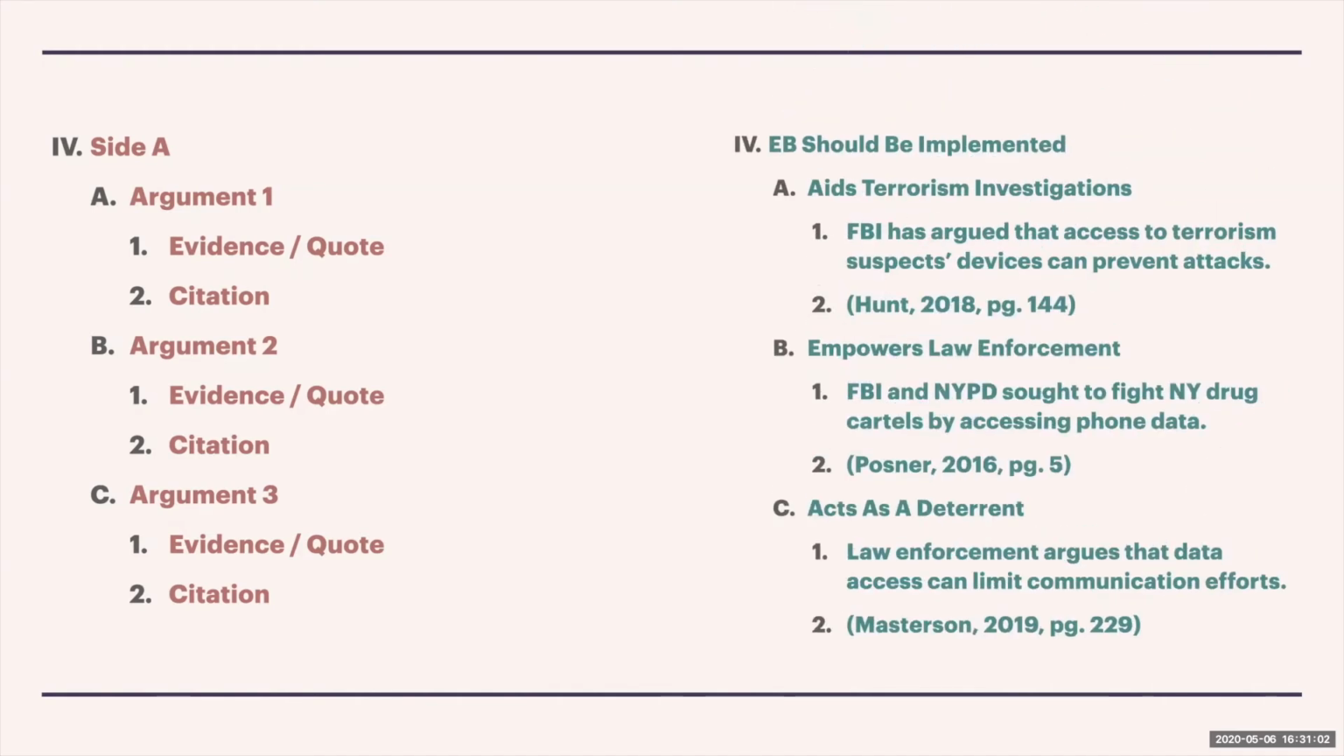So let's look at this in practice. So encryption backdoors should be implemented. While this aids terrorism investigations, the FBI has argued that access to terrorism suspects' devices can prevent attacks. Hunt, 2018, page 144. Or how it empowers law enforcement or acts as a deterrent. You notice that we're going in and putting in citations and paraphrases from different articles and different places, making sure to give attribution to the author.